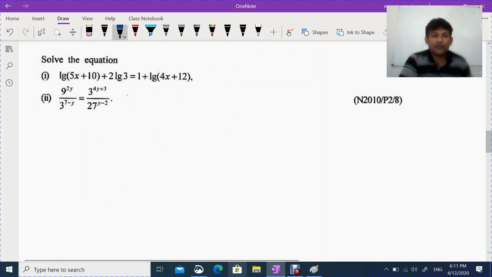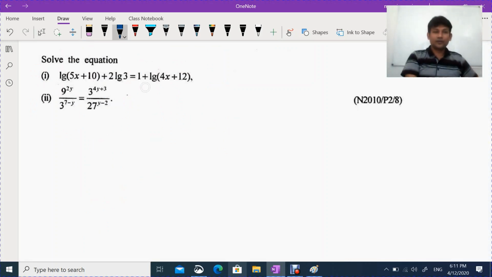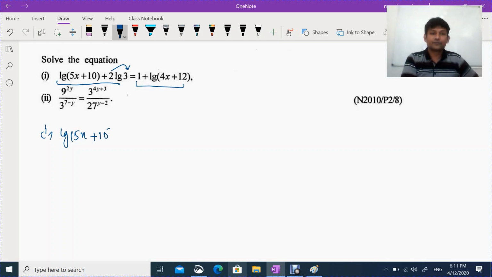Okay, this is the same type of question. We have 2 terms on the right-hand side and 2 terms on the left-hand side. So I will not solve the whole question, but I can write: this coefficient should move here, and 1 I want to write what? LG10, yes? Okay.